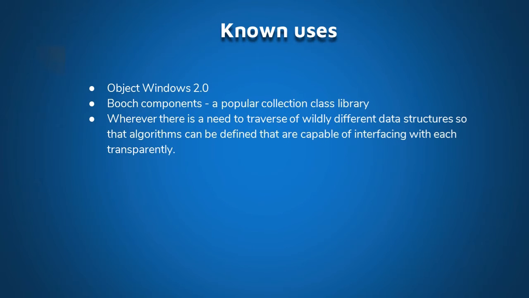The known uses for this pattern are Object Windows 2.0, the Booch components, a popular collection of class libraries, and wherever you need to traverse wildly different data structures.